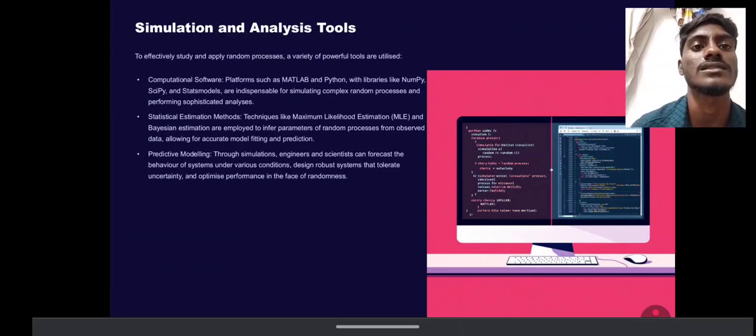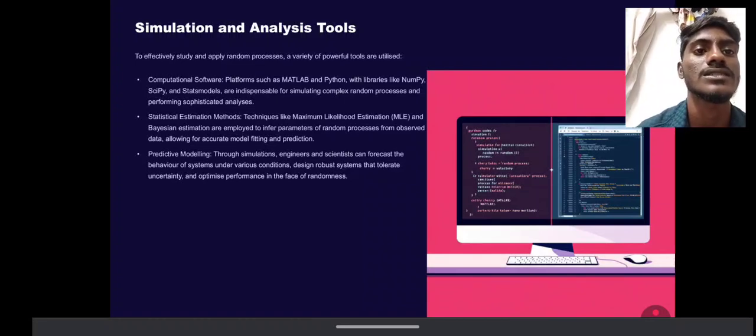Statistical estimation methods and techniques like maximum likelihood estimation (MLE) and Bayesian estimation are employed to infer parameters of a random process from observed data, allowing for accurate model fitting and prediction. Predictive modeling through simulation lets engineers and scientists forecast the behavior of systems under various conditions. Design robust systems that tolerate uncertainty and optimize performance in the face of randomness.